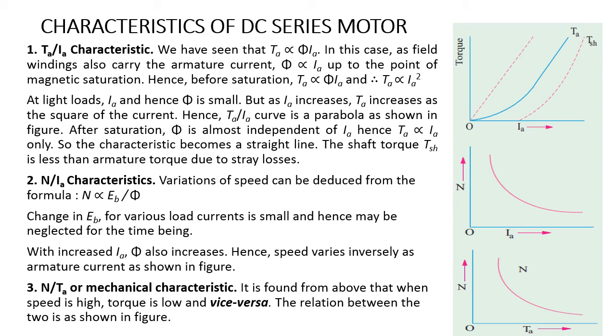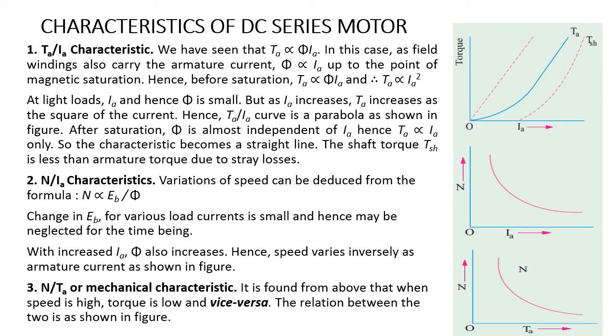Hence, before saturation, Ta is directly proportional to φ into Ia, and hence Ta is directly proportional to Ia squared. At light loads, Ia and hence φ is small, but as Ia increases, Ta increases as the square of the current. Hence, the Ta versus Ia curve is a parabola as shown in the figure. After saturation, φ is almost independent of Ia, hence Ta is directly proportional to Ia only. So the characteristic becomes a straight line. The shaft torque Tsh is less than the armature torque due to stray losses.